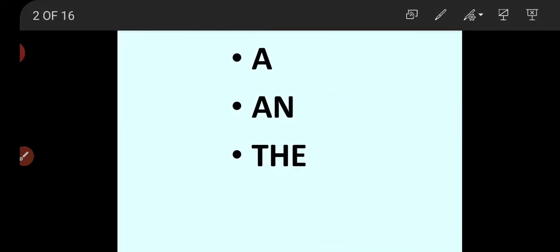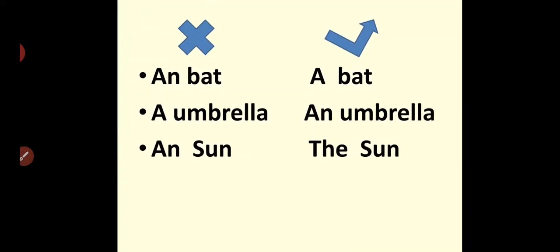So, what are the articles? You have already studied in the previous class, just recall. The articles are a and the. So, what are the articles? A and the. Now, let us look into the examples I have given on the slide. So, look at the slide very carefully.